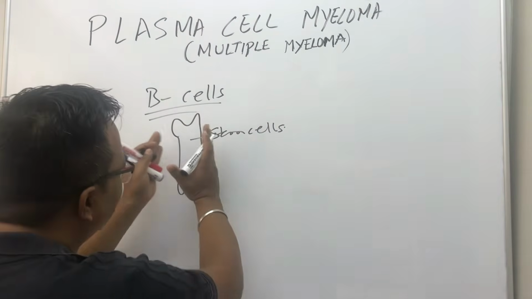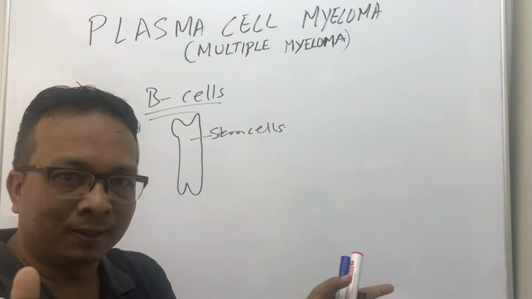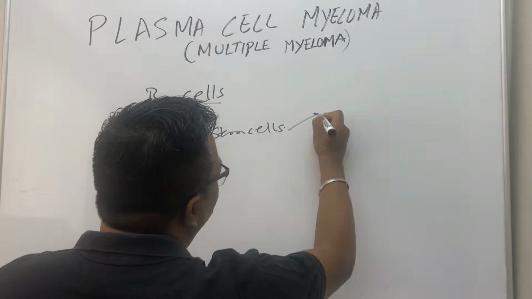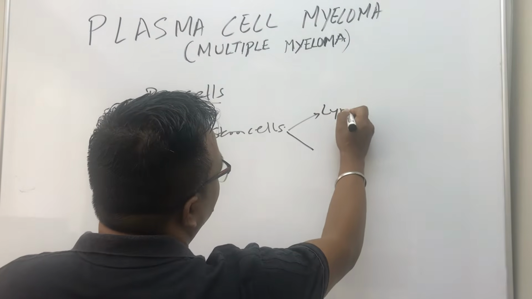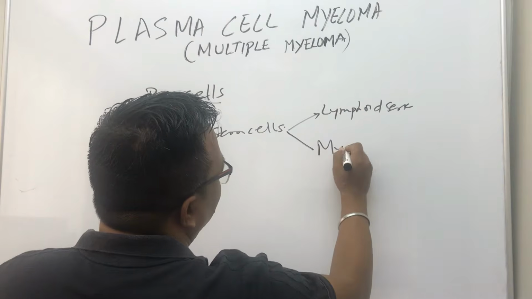If you see, this is in the bone marrow. There are our hemopoietic stem cells. They've got two dynasties, you can say they have two chains. One is called the Lymphoid Series, and another is called the Myeloid Series.